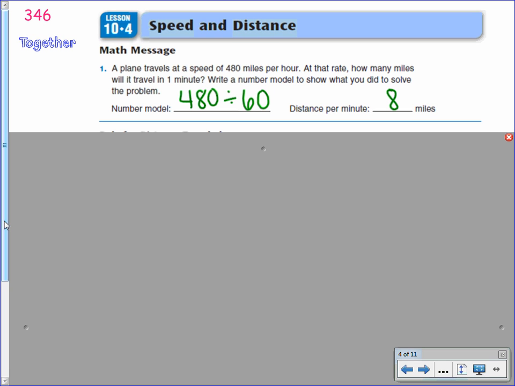So in 1 single minute, this plane can travel 8 miles, which is pretty fast. It might not sound like a lot, but it's pretty fast.